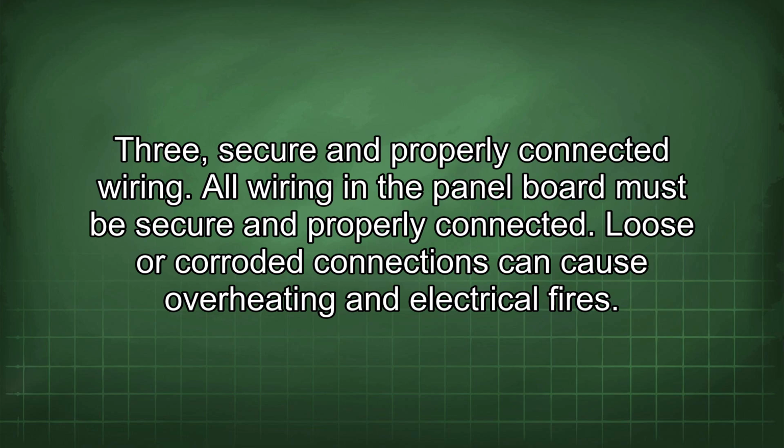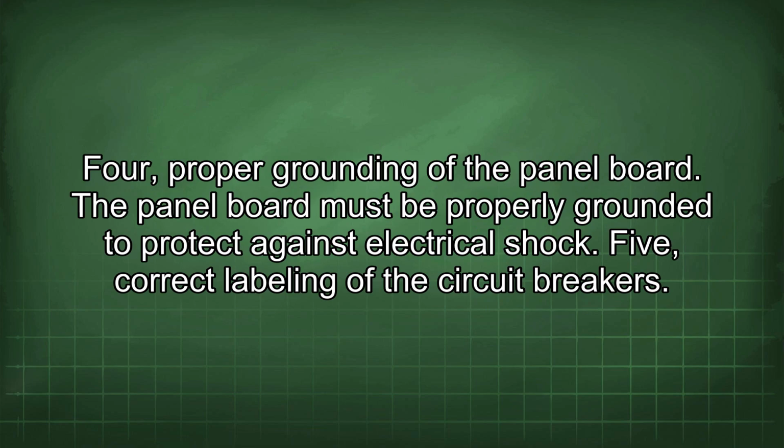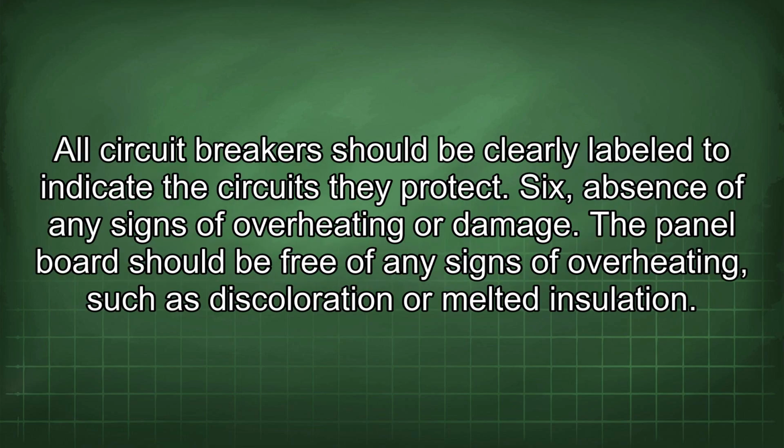3. Secure and properly connected wiring. All wiring in the panel board must be secure and properly connected. Loose or corroded connections can cause overheating and electrical fires. 4. Proper grounding of the panel board. The panel board must be properly grounded to protect against electrical shock. 5. Correct labeling of the circuit breakers. All circuit breakers should be clearly labeled to indicate the circuits they protect. 6. Absence of any signs of overheating or damage. The panel board should be free of any signs of overheating, such as discoloration or melted insulation.